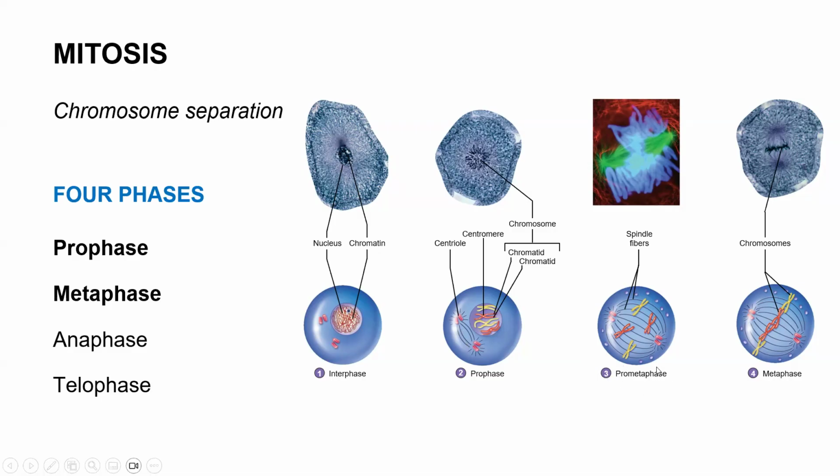Some will break it into prometaphase, or you could call it early prophase and late prophase, because prometaphase basically just means we're in between prophase and metaphase. Now we can see our nuclear envelope, the surrounding of the nucleus, is gone. We can see our chromosomes, and these spindle fibers are starting to attach to the chromosomes.